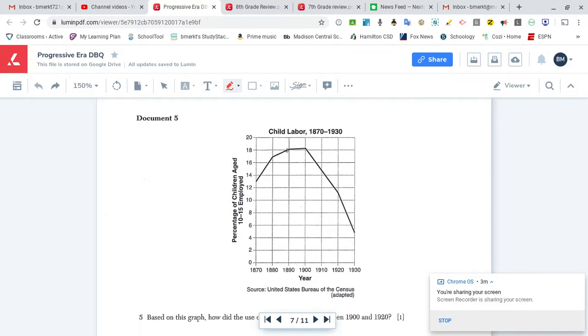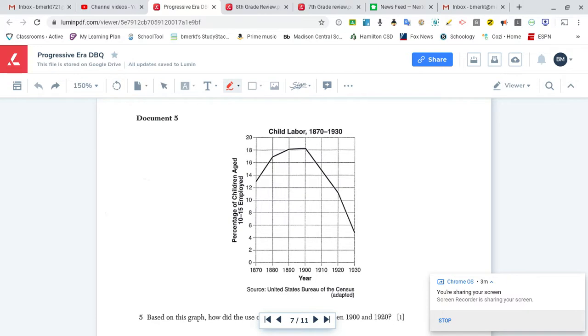Notice how it peaks here and then it drops off tremendously. The main reason for that drop off, as you can probably imagine, is they started to outlaw it. They started to pass laws saying that children cannot work at that age. And a lot of families fought those laws because they needed the income from their children. So this was not an easy thing by any means to get accomplished.